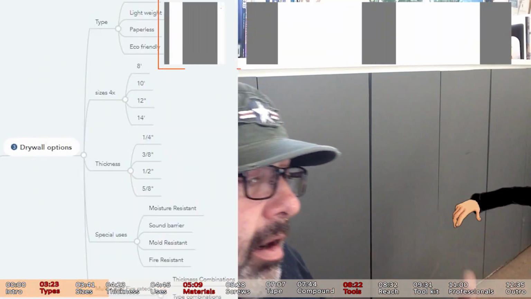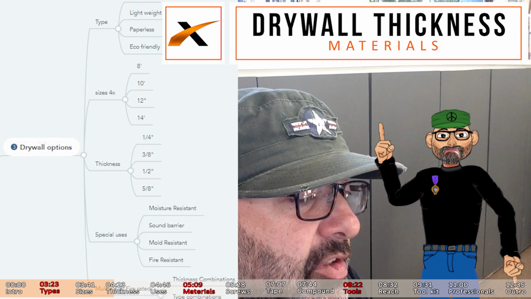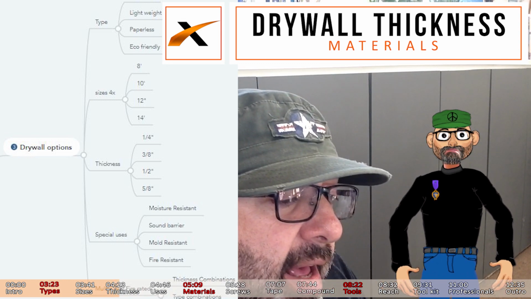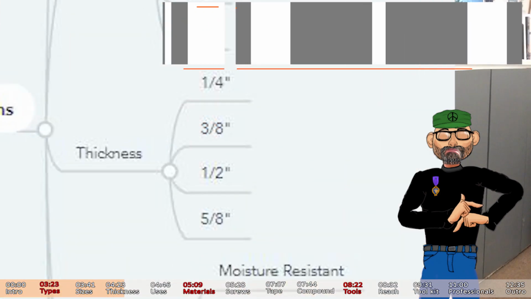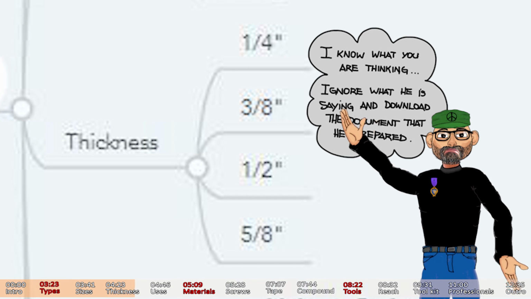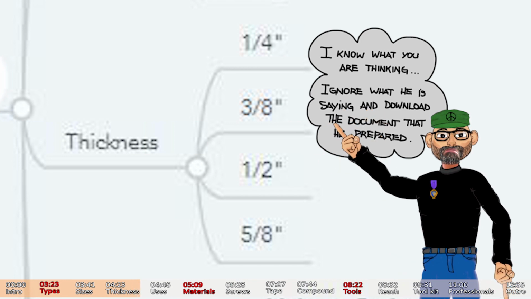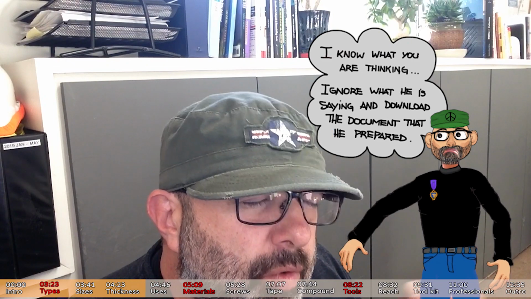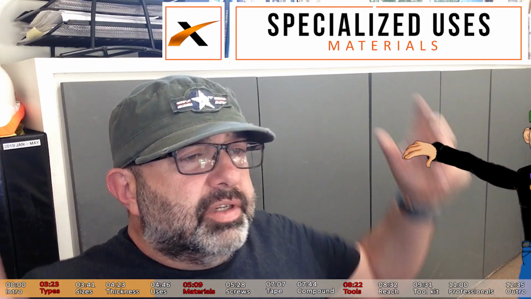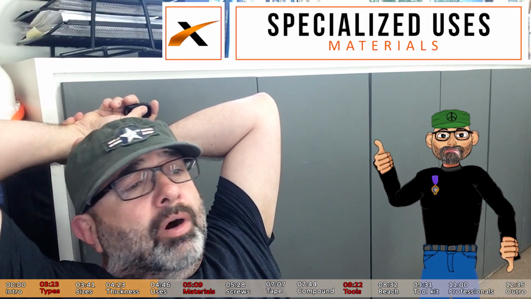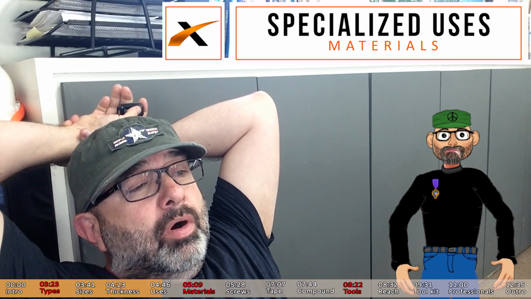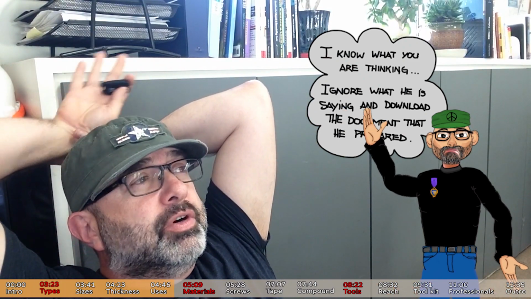You know, there are also the thicknesses that most manufacturers start at, which is a 1/4 inch. The next one up is the 3/8. That's not much used in builds, but the installers like it to do curved walls. The next sizes up, the most used sizes, are 1/2 inch and 5/8. There are also moisture resistant drywall, sound barrier drywall, mold resistant, fire resistant, and bend specific fiberglass reinforced products to use on curved walls.